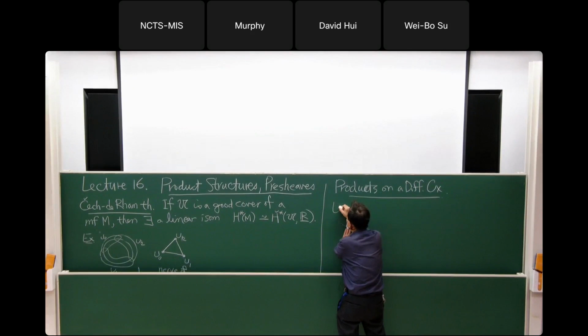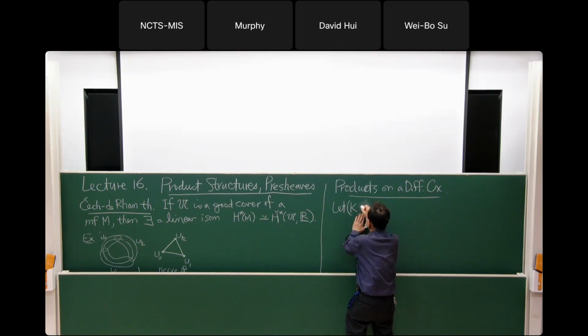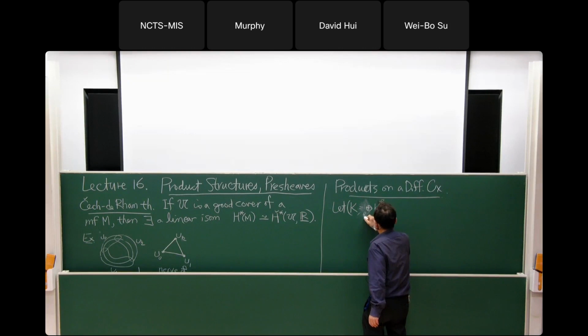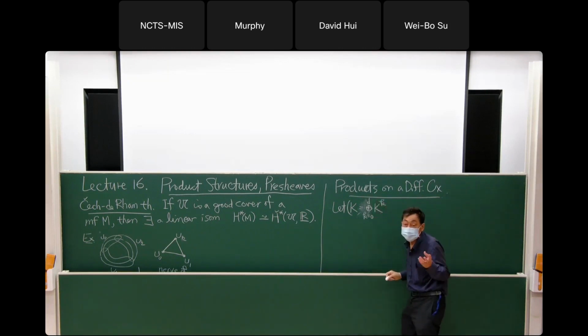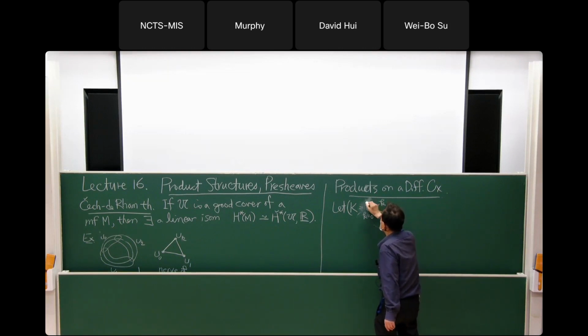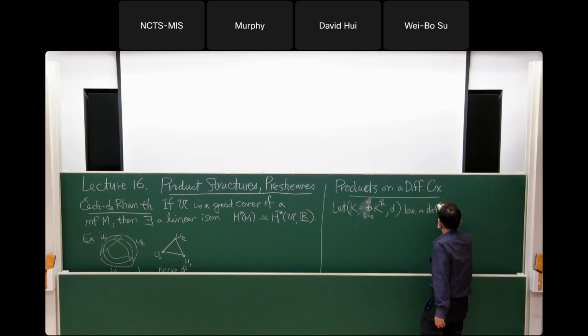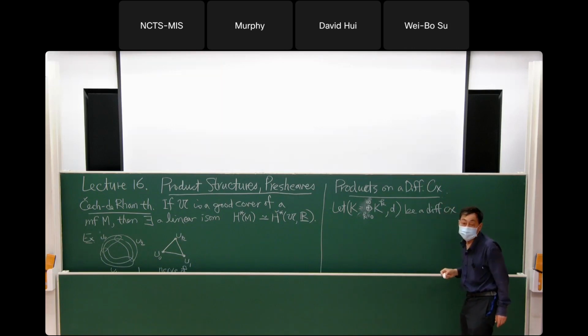Okay. So let K with the differential d be a differential complex. Now, if you have a differential complex, then it's graded, right? And d increases the grading by 1. Now, K goes from 0 to infinity. To be a differential complex just means that d squared is 0. That allows you to define cohomology.